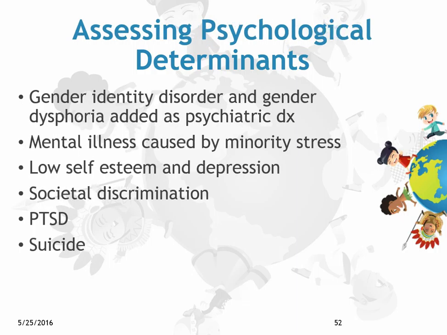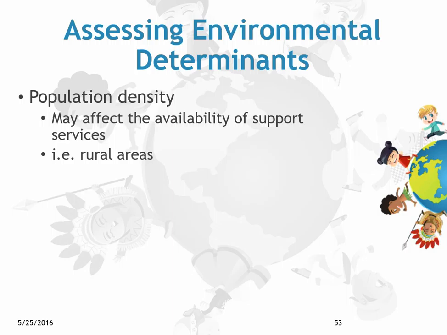When assessing the psychological determinants, keep in mind that gender identity disorder and gender dysphoria are added as psychiatric diagnoses. Mental illness is caused by minority stress, often seen as low self-esteem and depression. And there is a lot of societal discrimination, to where the patient suffers from post-traumatic stress disorder and ultimately sometimes commits suicide.